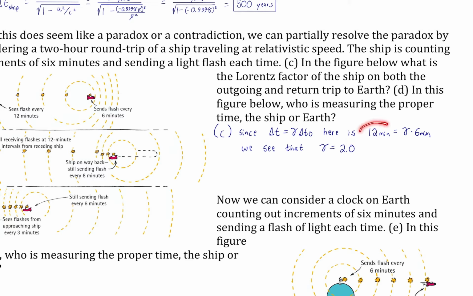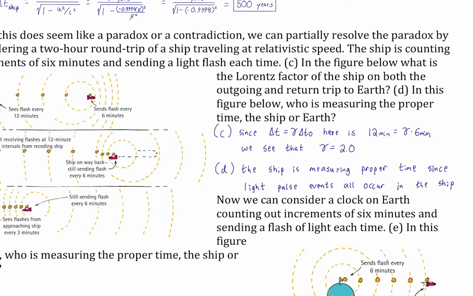Okay? And here I am actually assuming that Earth is the reference frame and the proper time is being measured by the ship. Is that right? Well, it is, because the ship is measuring proper time, and that's question D here. In this figure below, who is measuring the proper time, the ship or Earth? Because they're the one creating the light pulses. And the light pulses, being the subsequent events, all occur in the ship, so they all occur at the same location. Thus, that would be the proper time. Okay?